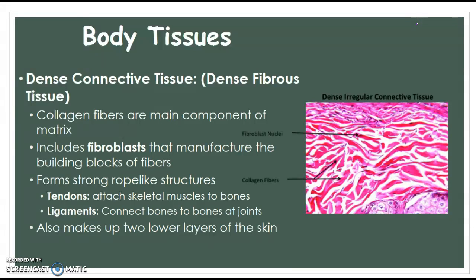Once again, if you're an athlete, you've definitely heard of people tearing their ACL. The ACL is a ligament attaching your femur, which is your thigh bone, down to the tibia, which is one of your lower leg bones. This also makes up your two lower layers of skin. So if you remember from epithelial tissue, that's going to be stratified squamous is going to be the top layers, and then the bottom two layers underneath that are going to be this dense connective tissue.